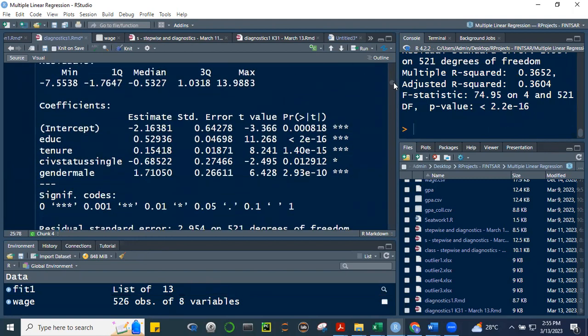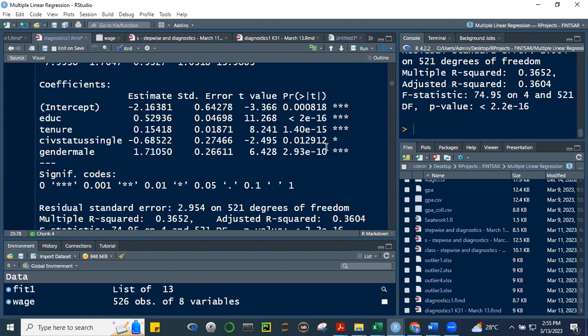So we have the values of the intercept. We have here the individual t-tests. By way of review, when you interpret education, for every 1 year increase in education, there's a corresponding $0.53 increase in hourly wage, ceteris paribus. For tenure, for every 1 year increase in tenure, there's a corresponding around $0.154 increase in hourly wage, ceteris paribus. Single respondents received $0.68 less than their married counterparts, ceteris paribus. And male respondents received $1.71 more than their female counterparts, ceteris paribus.